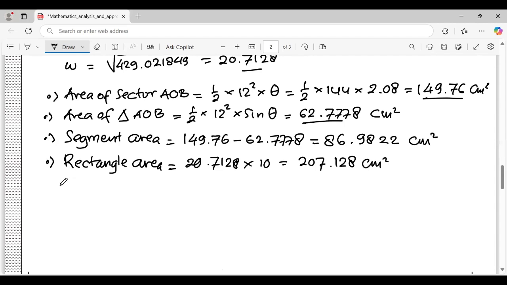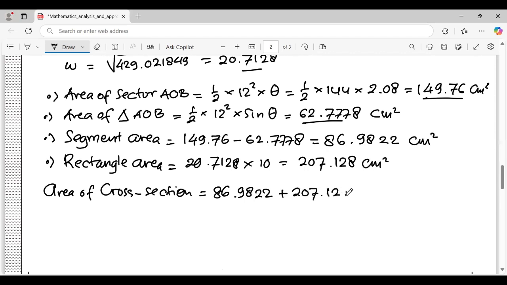Right. So it means the area of the cross-section is the segment area plus the rectangle area: 86.9822 plus 207.128, and it is 294.1102, or rounded off, 294 centimeters squared. So this is the area of the cross-section.